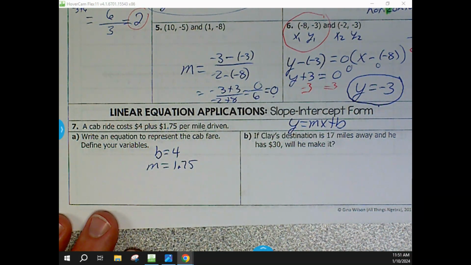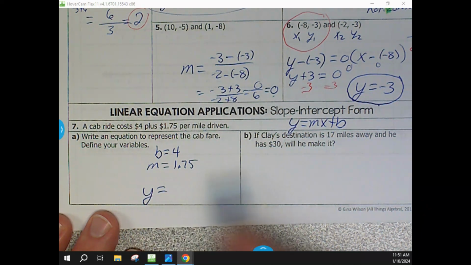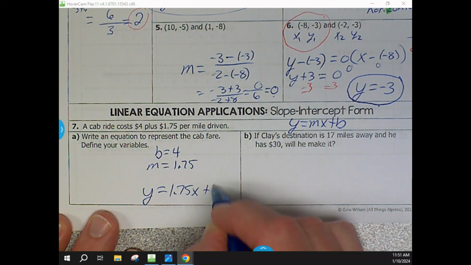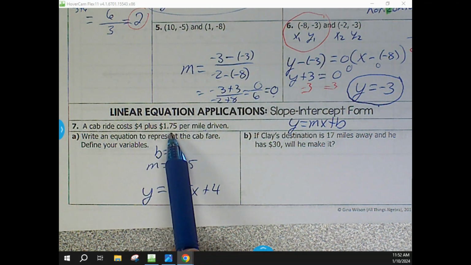So when y equals mx plus b, we said the slope is $1.75 and the b value is 4. Okay. Now Uber's kind of changing things in the online driving places we're going through. A lot of those places now, they don't do cab drives. They still charge you so much for the first little bit, and then so much per mile after that.